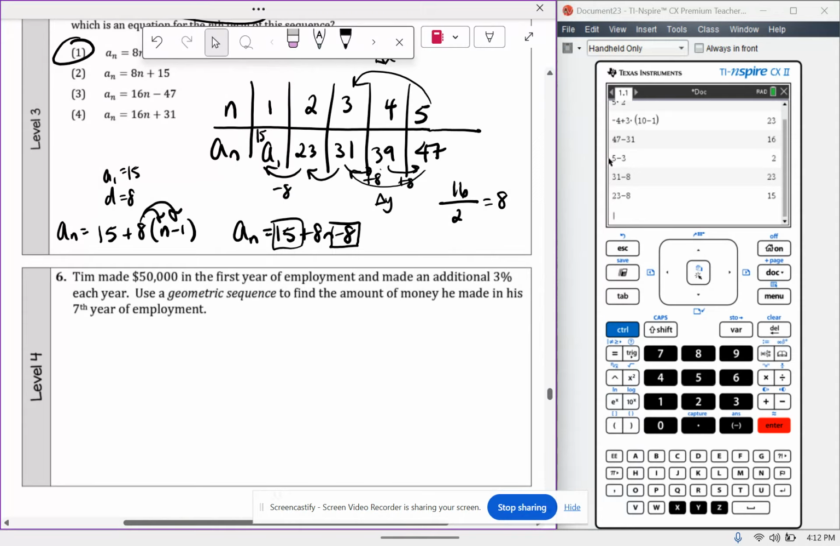Tim made $50,000 in the first year of employment and made an additional 3% each year. Ooh, an additional 3% each year. Use a geometric sequence to find the amount of money he made in his 7th year of employment. Ooh, okay. So his 7th year of employment. Well, I think I'm going to make a little equation.